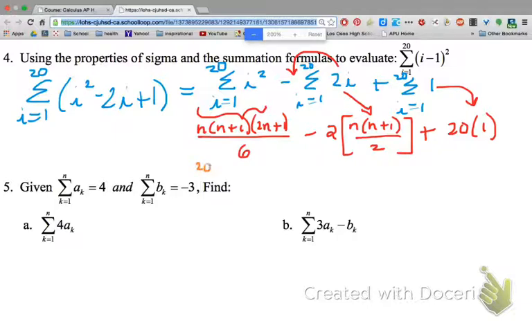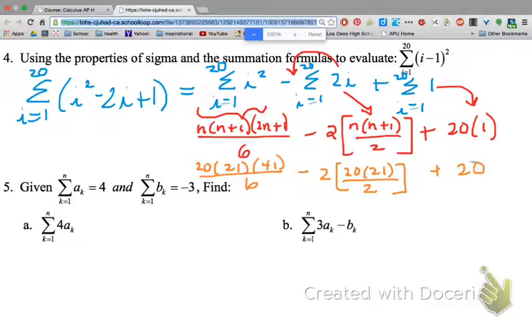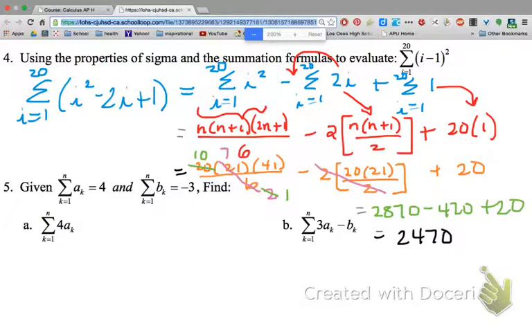Well, n was 20. So I have 20, and then 21, and then 41 all over 6. I'll be able to do some cross-canceling there before I start. And then same thing here, I have 20 times 21. Oh, those 2's are going to cancel. Out here I'm going to have 20. And so when I work each of those pieces out, I end up with a grand total of 2,470.